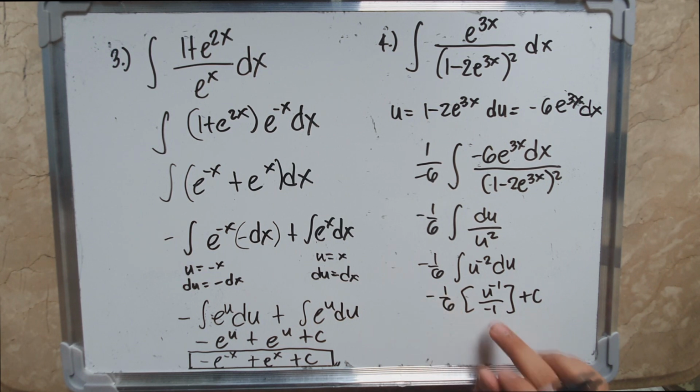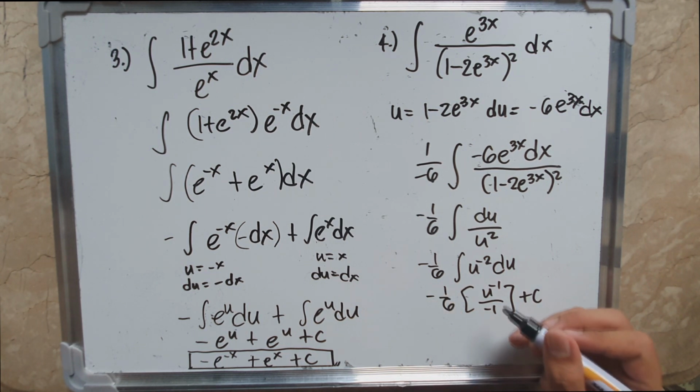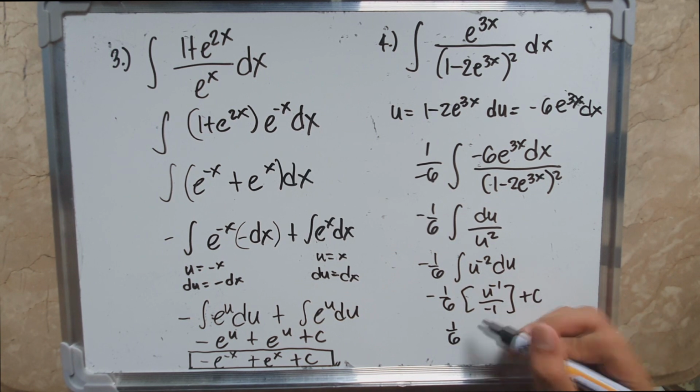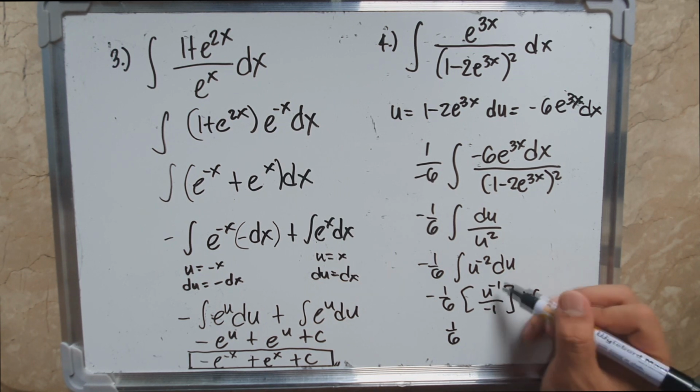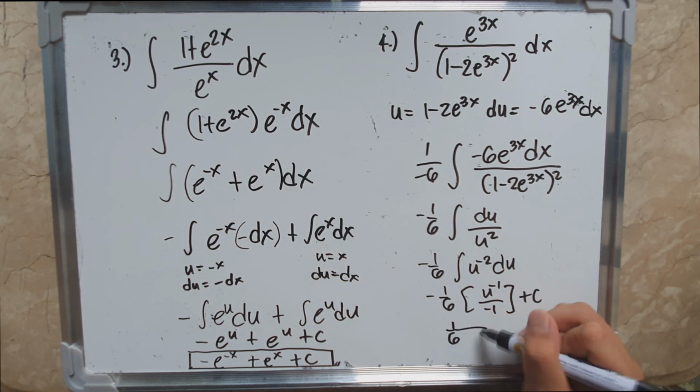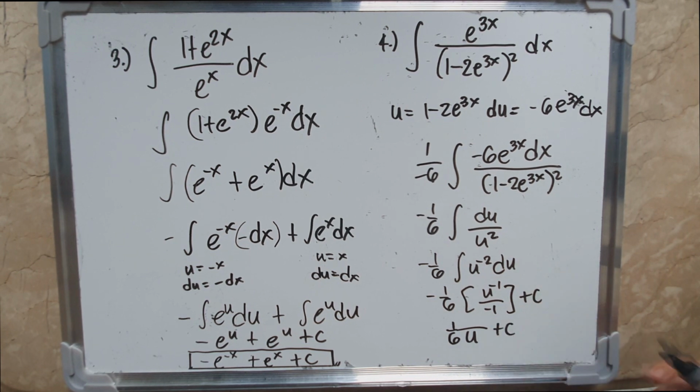Negative 1 over 6 times negative 1, that is positive 1 over 6. And to have a positive exponent in our u, take the inverse. So this is 1 whole over u plus c.